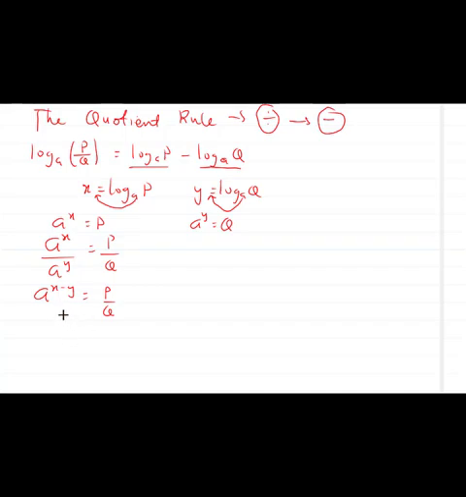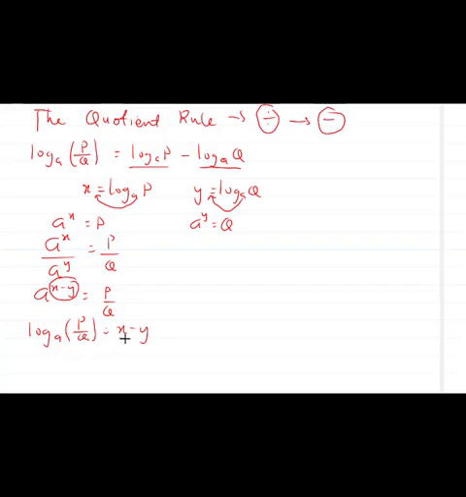Then let's change this into the log form. So this becomes the base, so we take log base a of p over q. The power or the exponent always becomes the answer, which is x minus y. Take note of that. So with logarithm, the exponent is always the answer.